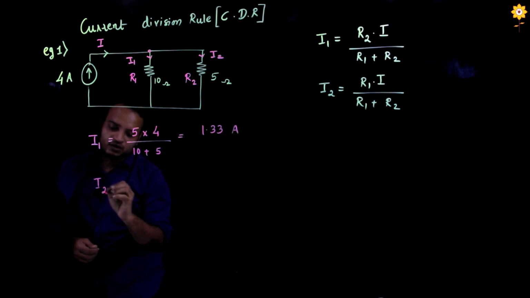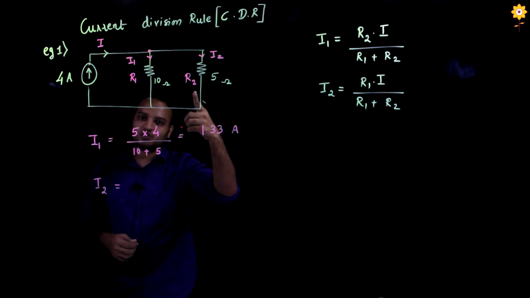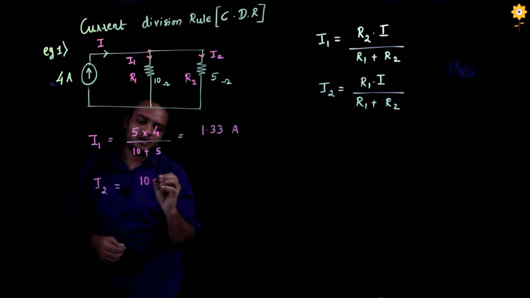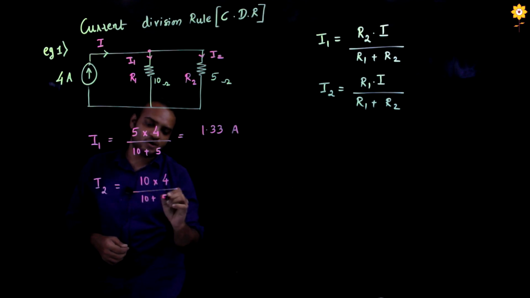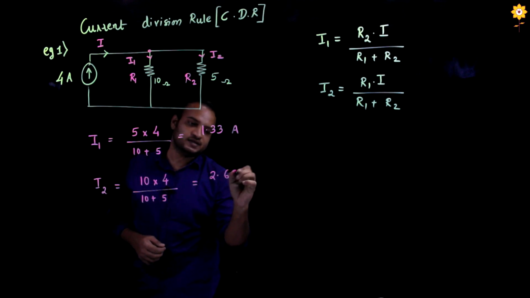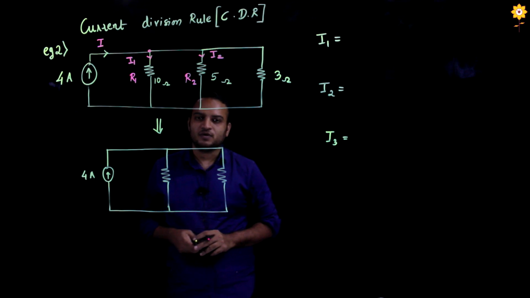Same way, if I want to calculate the current I2, which is the current flowing through resistance R2, look at the opposite resistance, that is 10, into current before division, that is 4, upon R1 plus R2. So this will give you roughly around 2.66 ampere.